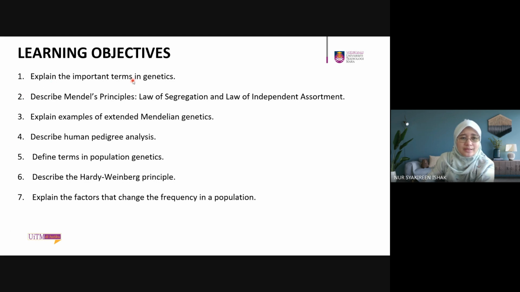So I explain the importance term in genetics, describe Mendel's principle, law of segregation and law of independent assortment, explain examples of extended Mendelian genetics, describe human pedigree analysis, define terms in population genetics, describe the Hardy-Weinberg principles, explain the factors that change frequency in a population. So kat sini kita akan banyak tengok on crossing. Phenotype, genotype, crossing, dapat anak dia apa genotype, phenotype anak tersebut.